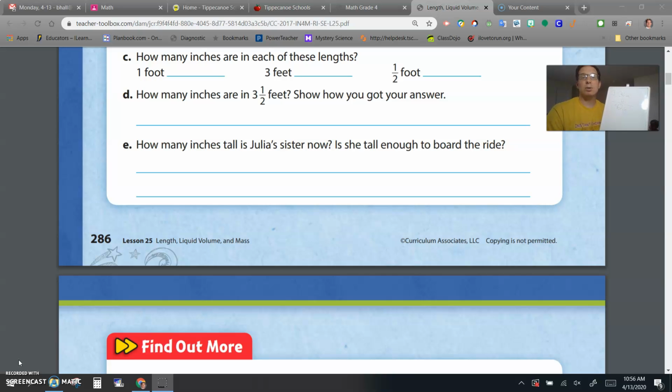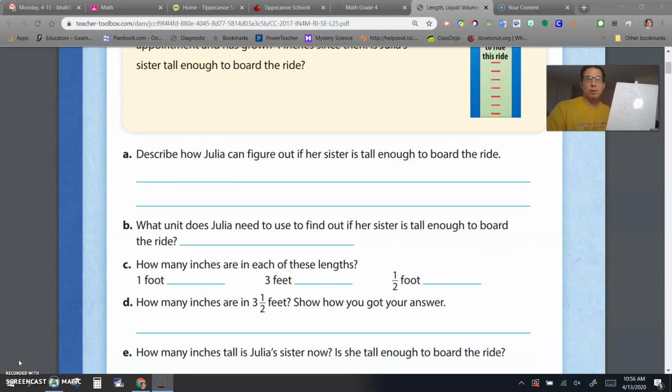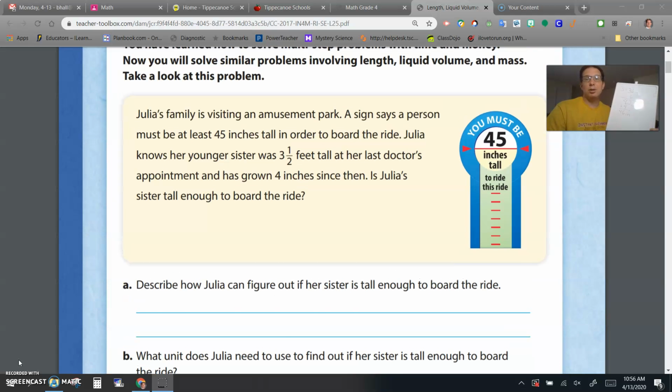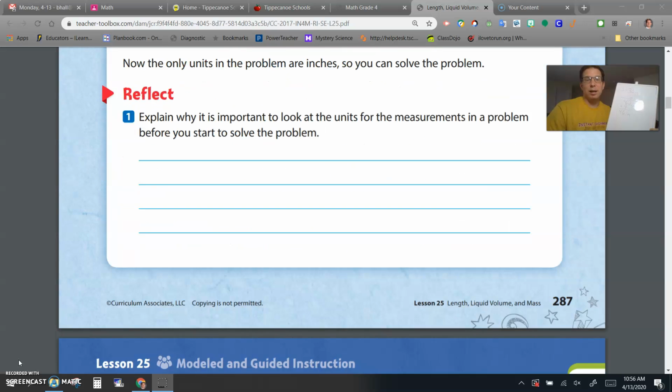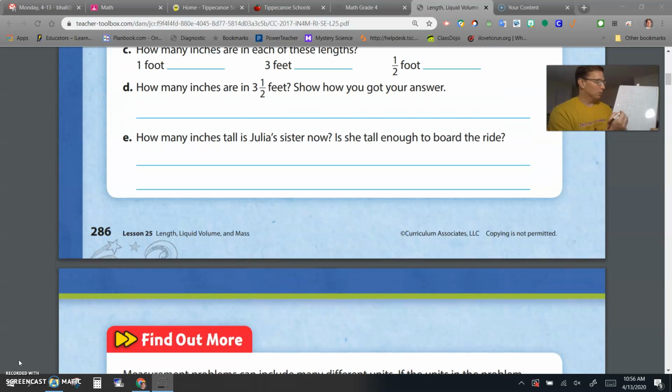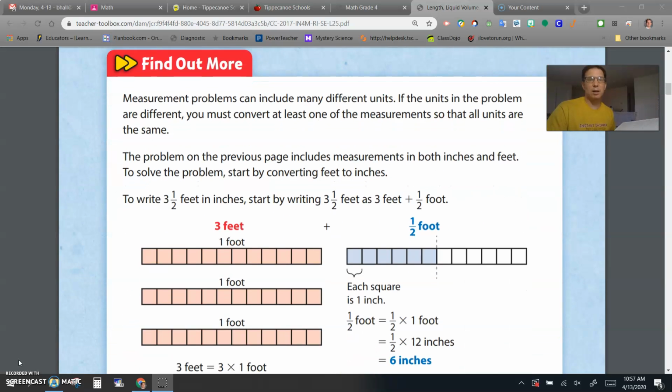Now it says, how tall is she now? Remember, she has grown 4 inches since her last doctor's appointment, so we need to add 4 to 42. We get 46 inches. She should be 46 inches tall. Is she tall enough to ride the ride? We look back at the problem. It says she should be 45 inches. And so yes, she is tall enough to ride the ride because 46 is bigger than 45.